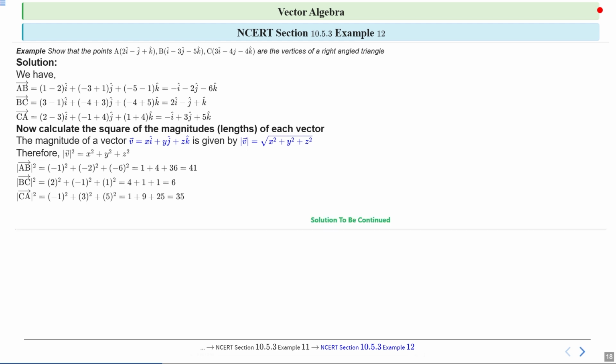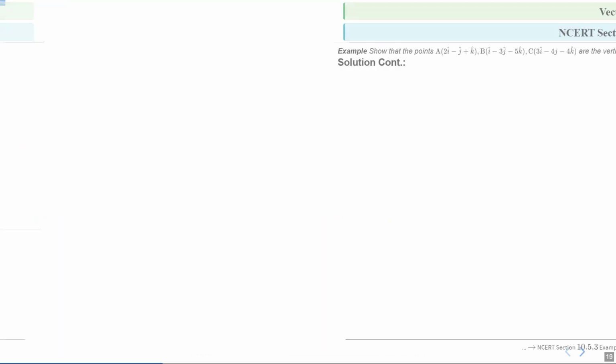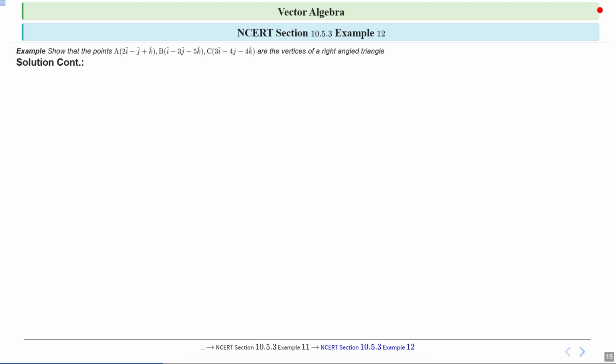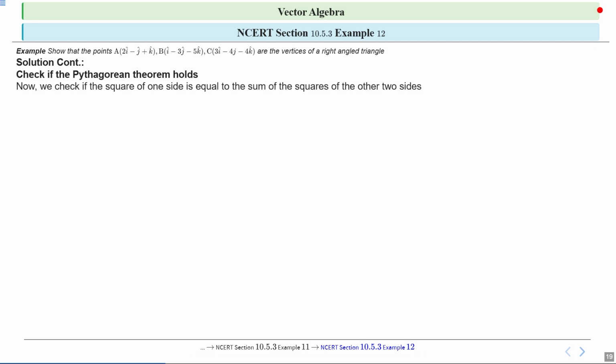Okay, so let's move to the next part. We will check if the Pythagorean theorem holds. So now we check if the square of one side is equal to the sum of the squares of the other sides or not. We have magnitude of AB vector square equal to 41, magnitude of BC vector square equal to 6, and magnitude of CA vector square equal to 35. We observe that magnitude of BC vector square plus magnitude of CA vector square is equal to 6 plus 35, which is equal to 41, and it is equal to magnitude of AB vector square.